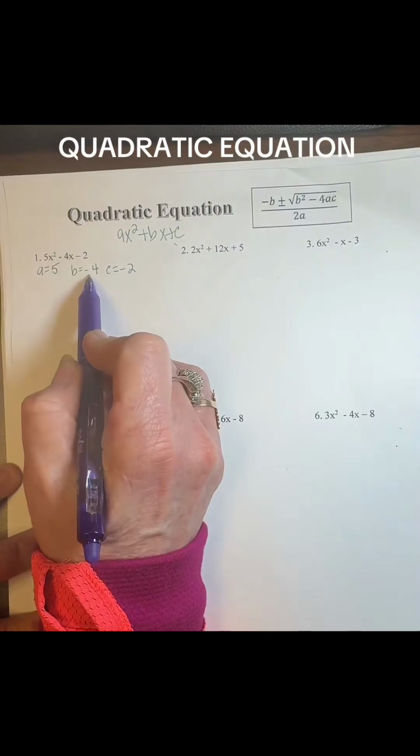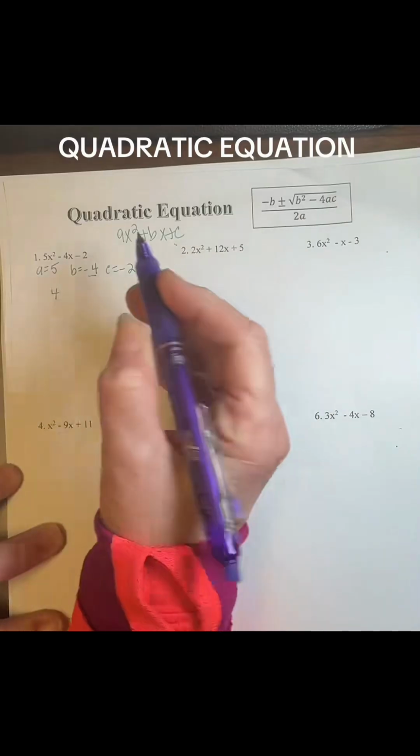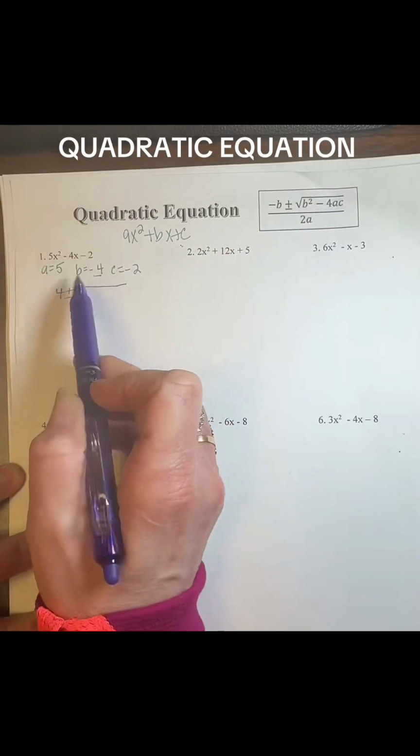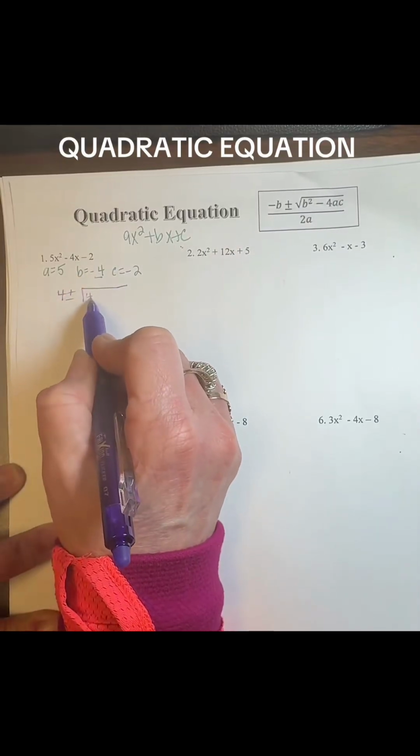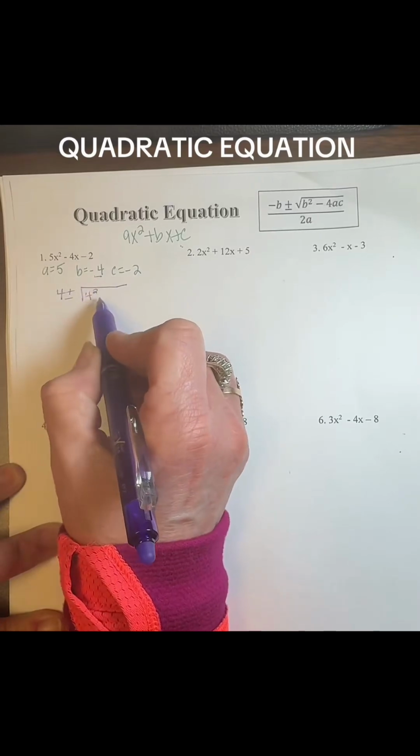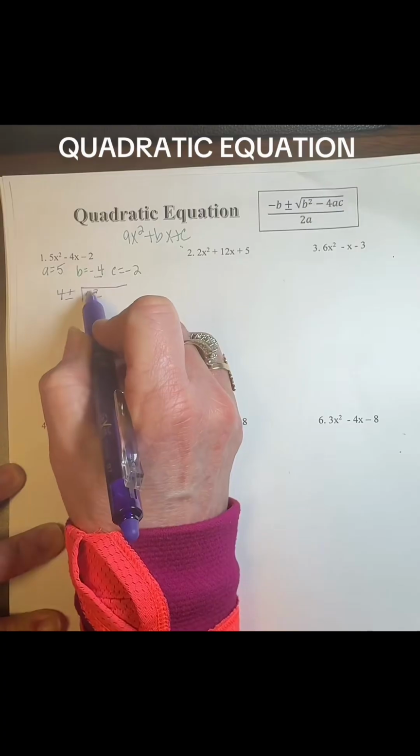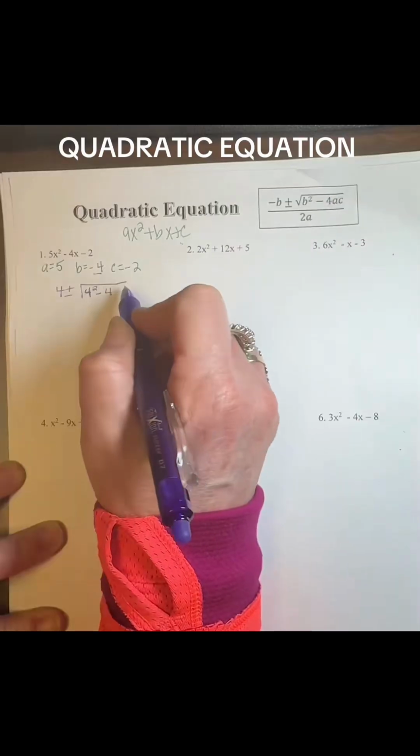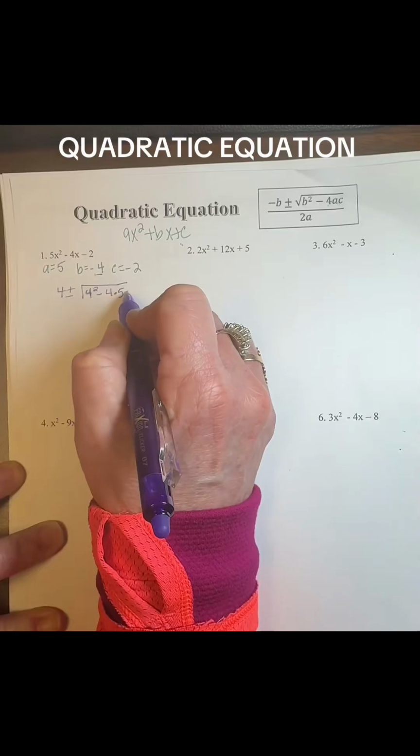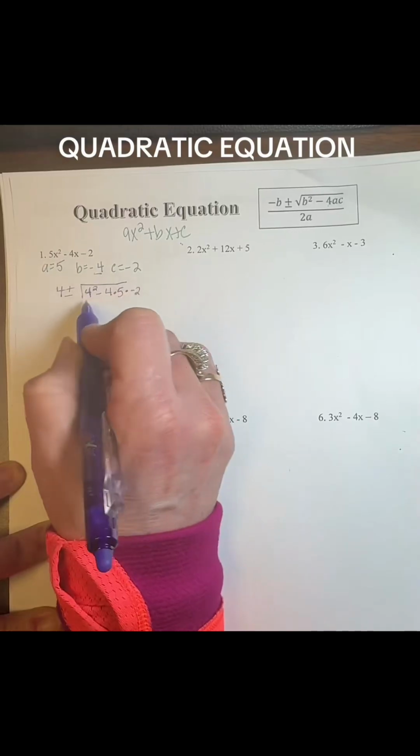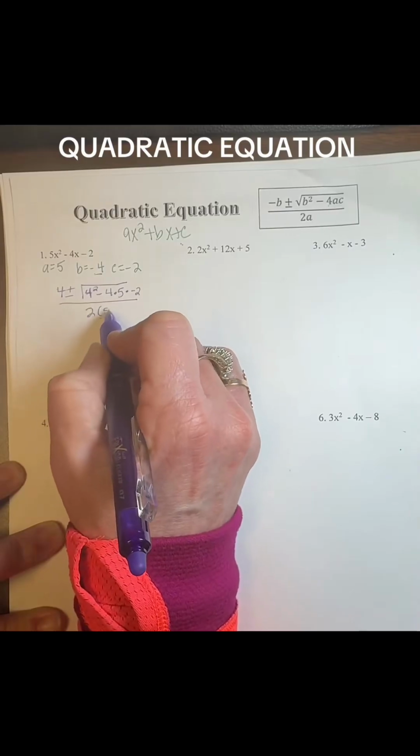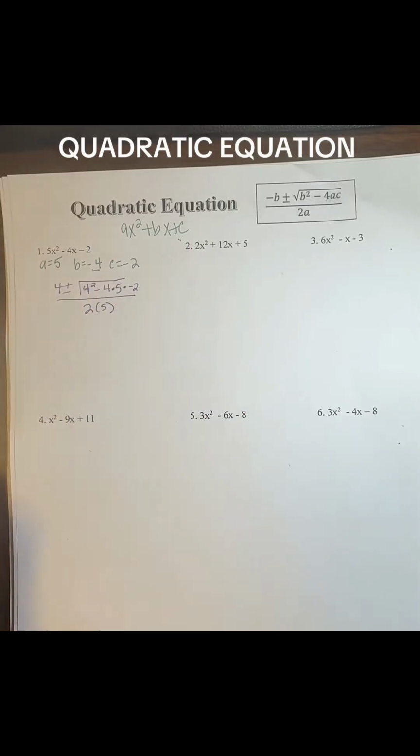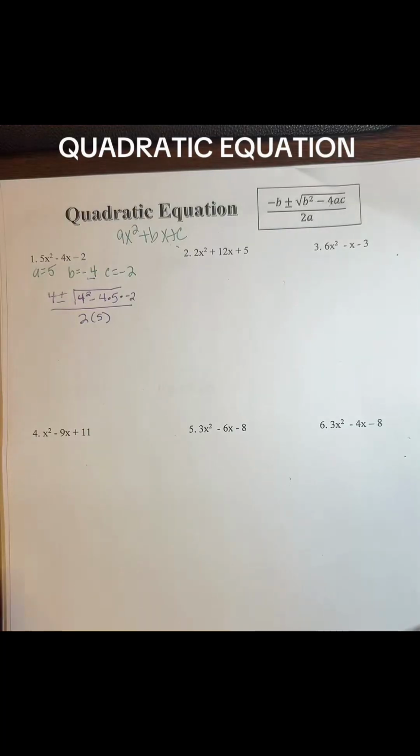Negative b means the opposite of b. So I'm going to put +4 plus or minus the square root of, when I do b squared, I just drop the negative. Never put the negative here, because a negative squared is always a positive. And if you put it wrong in the calculator, it'll mess it up. 4, this is always a 4, it's coming from the formula, times A times C, all over 2 times A.